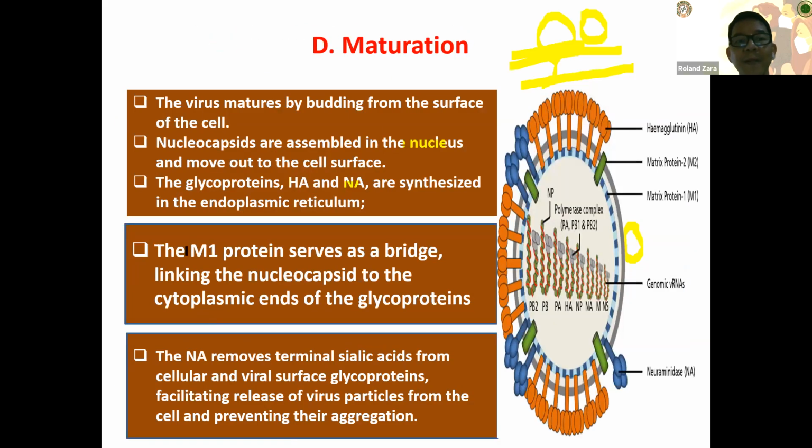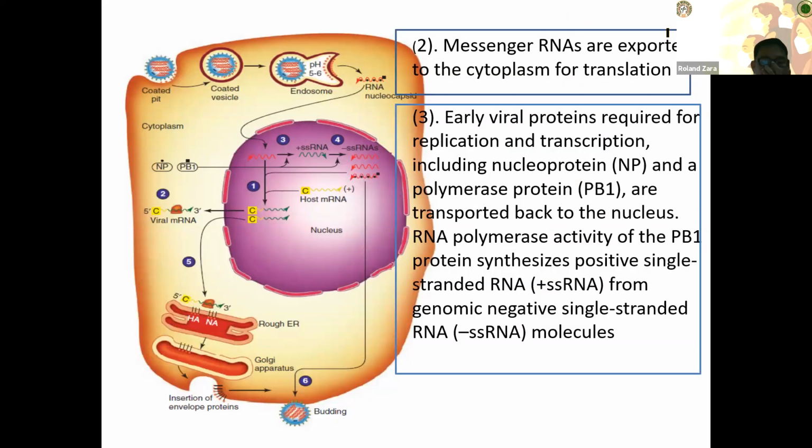The M1 serves as a bridge linking the nucleocapsid to the ends of the glycoprotein. This is the M1, linked to the nucleocapsid. The NA removes the terminal sialic acid from cellular and viral surface glycoprotein, facilitating the release of the virus particles from the cell and preventing their aggregation. So that they do not aggregate, the neuraminidase releases the enzyme so that the virus can now be released. So this is step 2.